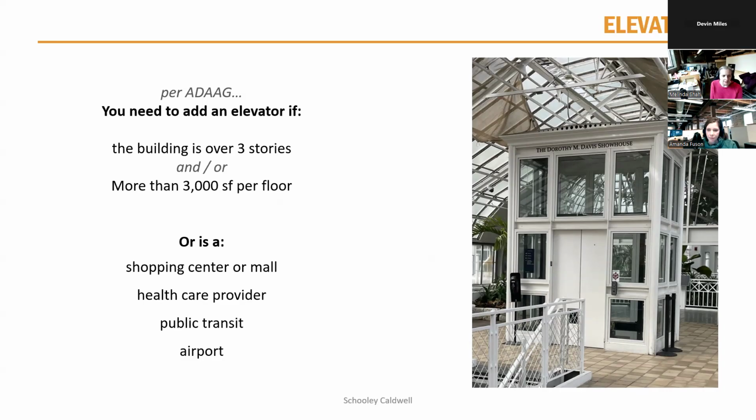The reasoning behind those specific uses, if you think about it: a doctor's office is more likely to have people with mobility challenges coming to it. You need to make sure people can get to their doctor. A shopping center or mall is a big public area where everybody needs to be able to go everywhere in the mall. Same thing with public transit and airports. Those are very public facilities. People need to have access to everything.